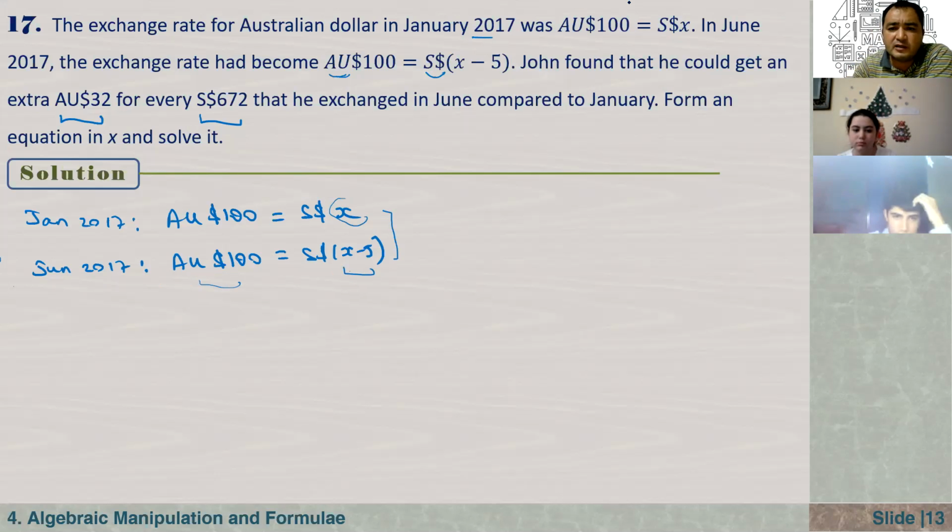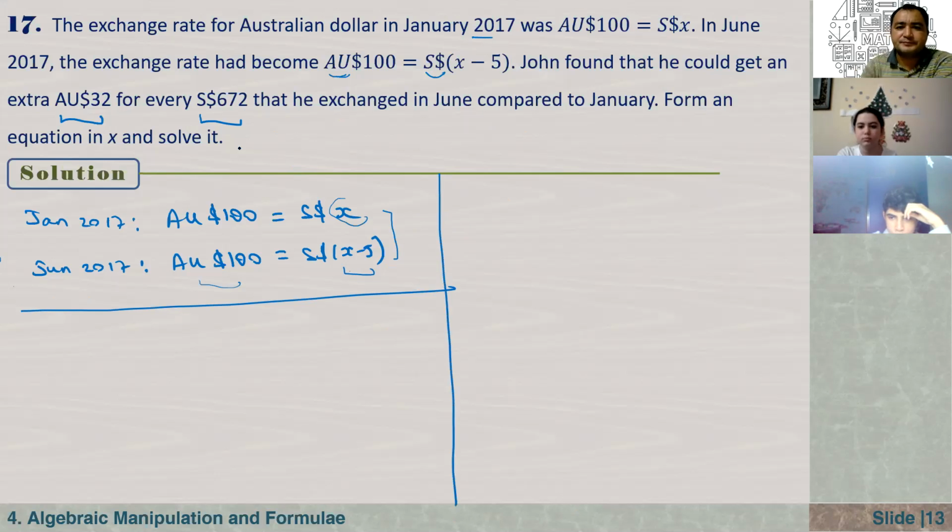Okay, let's read the second part. John found that he could get an extra $32 for every 672 that he exchanged in June compared to January. Form an equation in X and solve it. Okay, let me just write here. All right, let me just draw this. Okay, good.